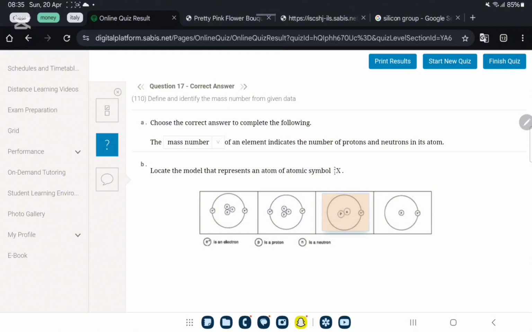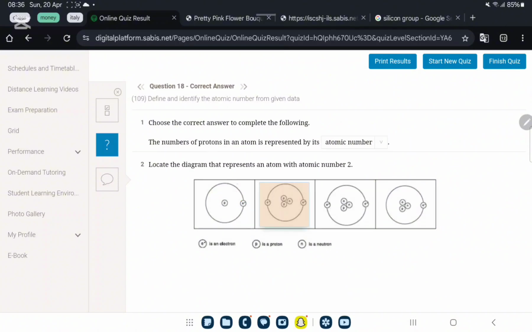The mass number of an element indicates the amount of protons and neutrons: protons plus neutrons is the mass number. Locate the model that represents an atom of atomic symbol 2, 1. So it has 2 particles in the nucleus, a neutron and 1 proton. This one has 3, so it's wrong. This one has 3, so it's wrong. This one has 1, so it's wrong. And this is the only one that has 2. Again, double check it has 1 proton, so it's correct.